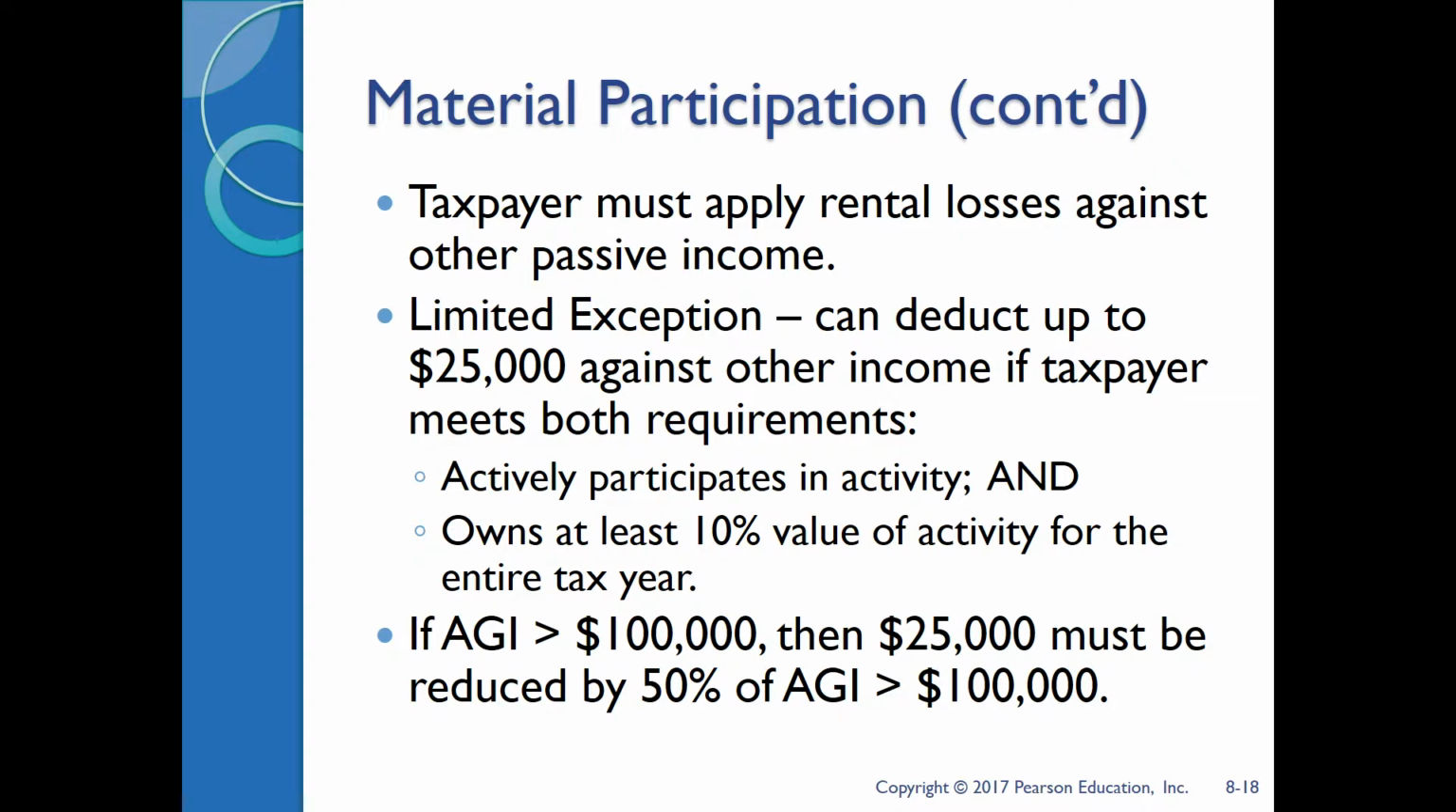The taxpayer must apply rental losses against other passive income. The limited exception means the taxpayer can deduct up to $25,000 against other income if the taxpayer meets both requirements, which are active participation and owning at least 10% of the value of the activity for the entire tax year. If adjusted gross income is greater than $100,000, then the $25,000 must be reduced by 50% of the adjusted gross income greater than $100,000.